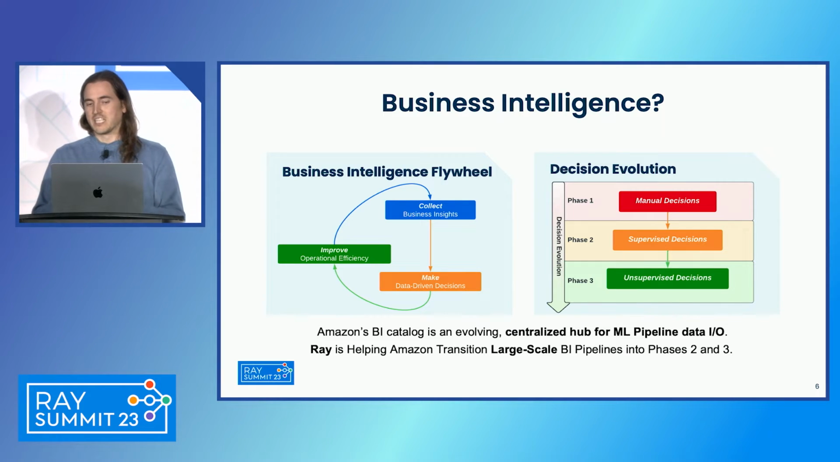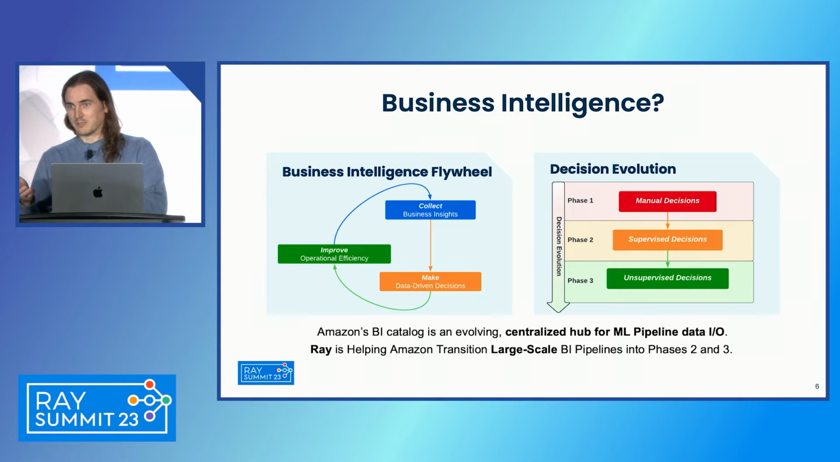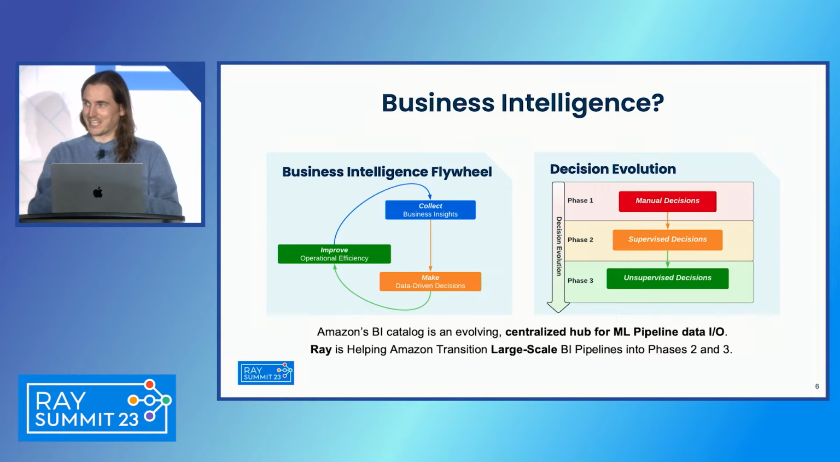And then there's this kind of BI decision evolution and general decision evolution. It doesn't just apply to BI, where we're gradually migrating away from purely manual human-in-the-loop decisions to supervised decisions where maybe there's a little bit of ML involved, but somebody's babysitting it and making sure it doesn't make any critical mistakes to the business. And eventually, we'd like to get to this whole unsupervised decision realm, at least for some subset of decisions. I don't think you're going to have an auto CEO anytime soon, but Ray is helping us transition into more supervised and, where it's safe, unsupervised decisions in these business intelligence pipelines.